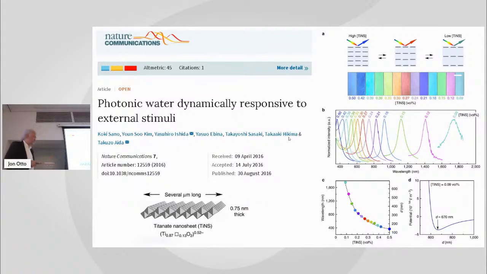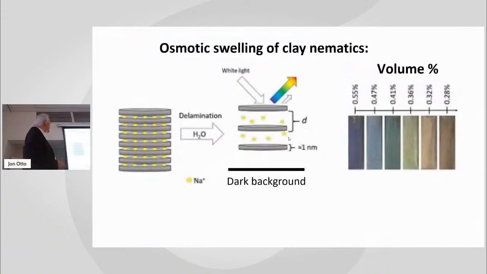So then they thought maybe we can do the same with clays, because they're also nanosheets. We put them in water and see what happens, if you can do this. So that's what we did. We took this clay, we exfoliated it. This is the osmotic swelling, sodium ions. There's a dark background here that I will come back to in the next slide, why we need it. Not very impressive colors. So we thought, why don't you see any colors here?